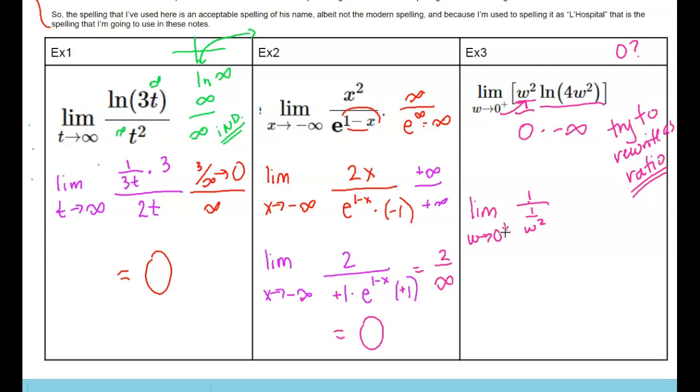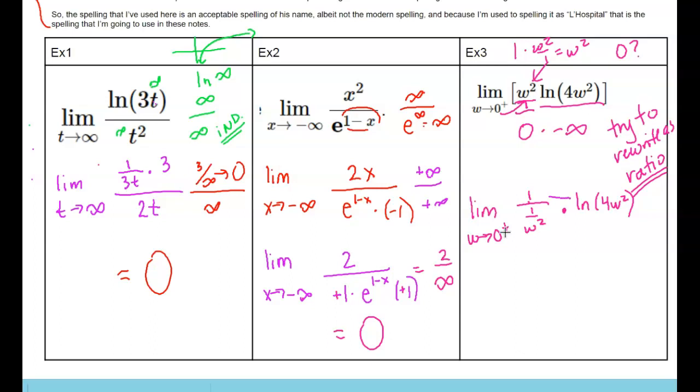Right? Because really, if I did 1 and then multiplied by the reciprocal, I get w squared over 1, and I get w squared. So I haven't changed my function. So I need to rewrite one of them as 1 over the reciprocal, and then times this natural log of 4w squared. Okay, and you'll only have to see this once, because then you'll be able to skip to my next step.